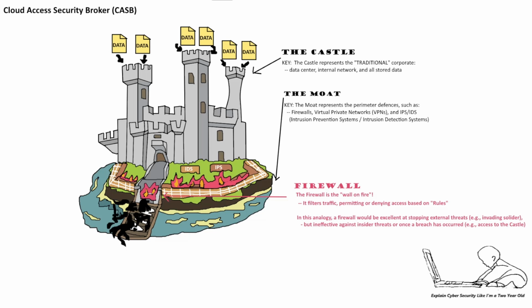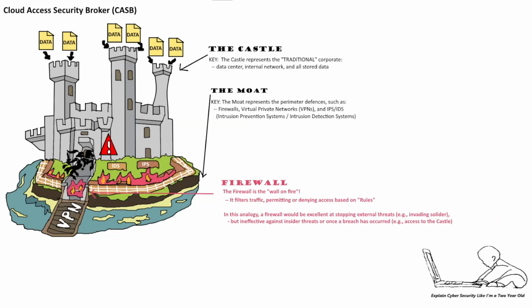CISSP CCSP exam tip. A firewall is great at stopping external threats, e.g. the invading soldier, but becomes ineffective once the invading soldier has breached the perimeter, e.g. has accessed the castle. And this is where you would hope the last resort of an IDS or an IPS would catch the soldier before it's too late.